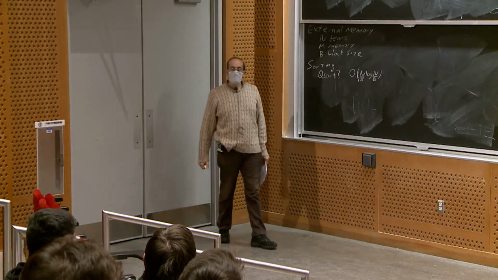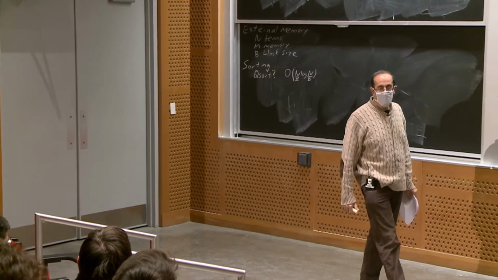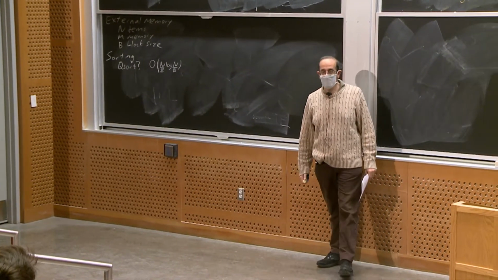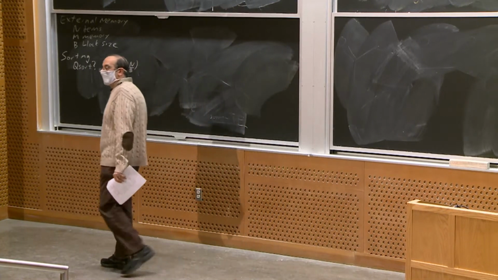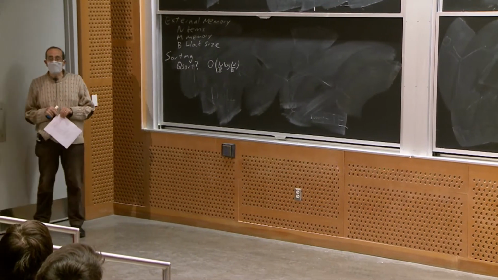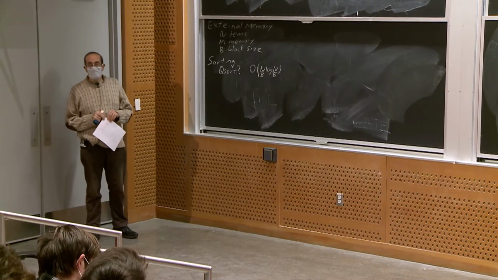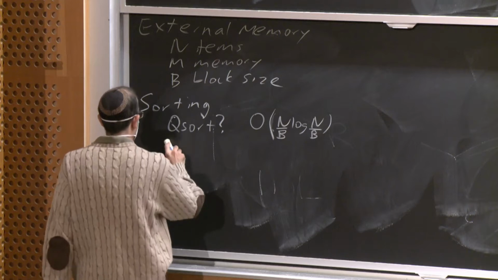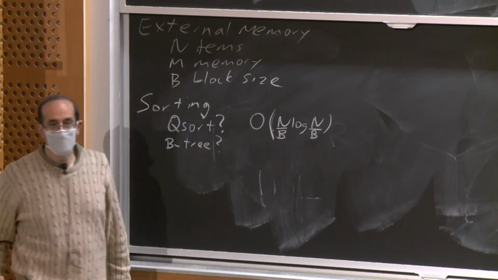Well, what about tree sort, right? One of the ways you can sort in a standard model is to insert all of your items into a binary search tree, and then they're sorted, right? What would the analog be in external memory? Well, we wouldn't want to use a standard binary search tree because those don't make sense in external memory. But we could use a B tree, right? How long would that take?